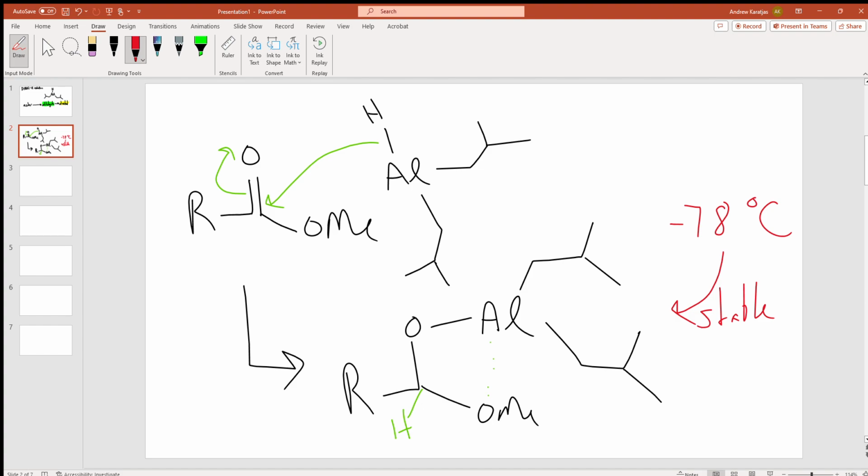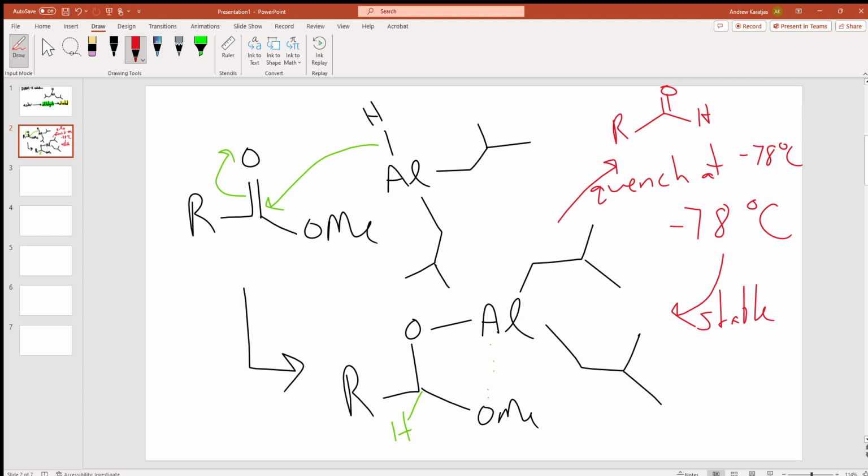But if you run this reaction cold at minus 78, this aluminum complex is relatively stable. And then while at minus 78, you can quench the reaction. So we quench the reaction, and warm it up. That'll allow our aluminum complex to break down. But by the time it does, and it forms the aldehyde, by quenching the reaction, we don't have any of our reductant present, and so the reaction can't go any further.